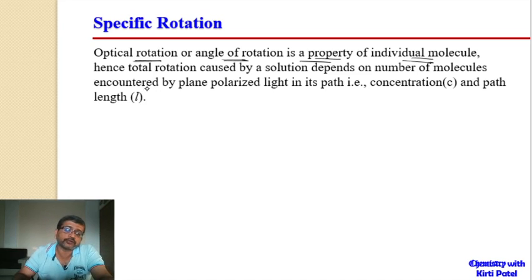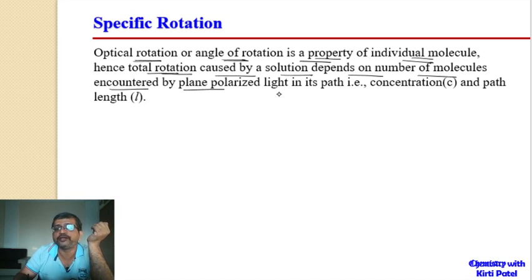This optical rotation is a property of individual molecules. As it is a property of an individual molecule, the light which encounters more molecules will be rotated through a larger angle. If it encounters fewer molecules, it will be rotated through a smaller angle. So the total rotation caused by a solution will depend on the number of molecules encountered by plane polarized light in its path. That is, it will depend on the concentration and the path length.